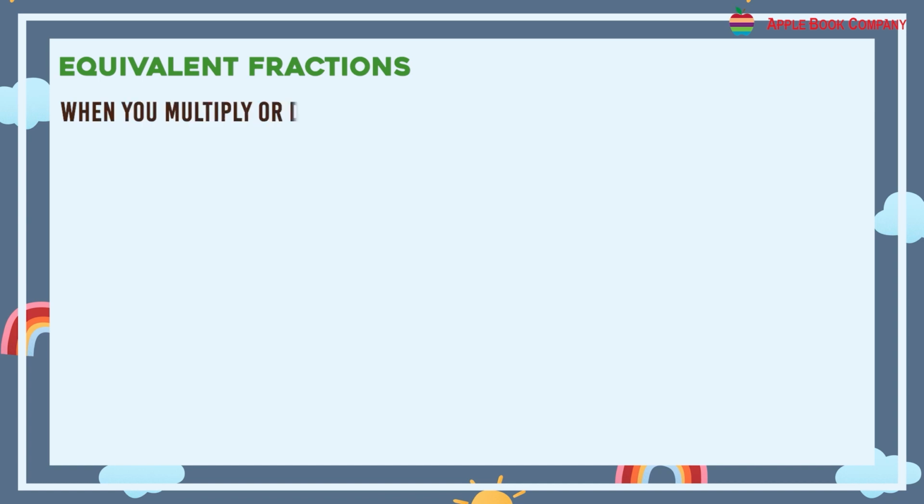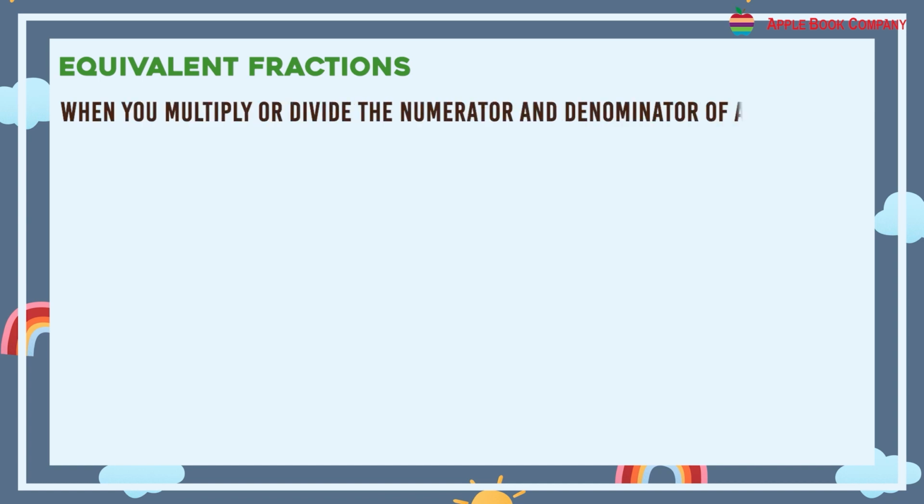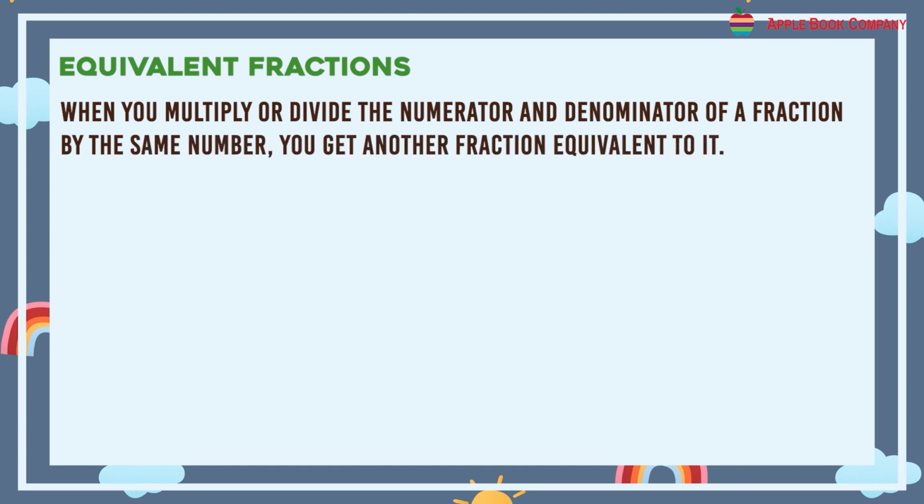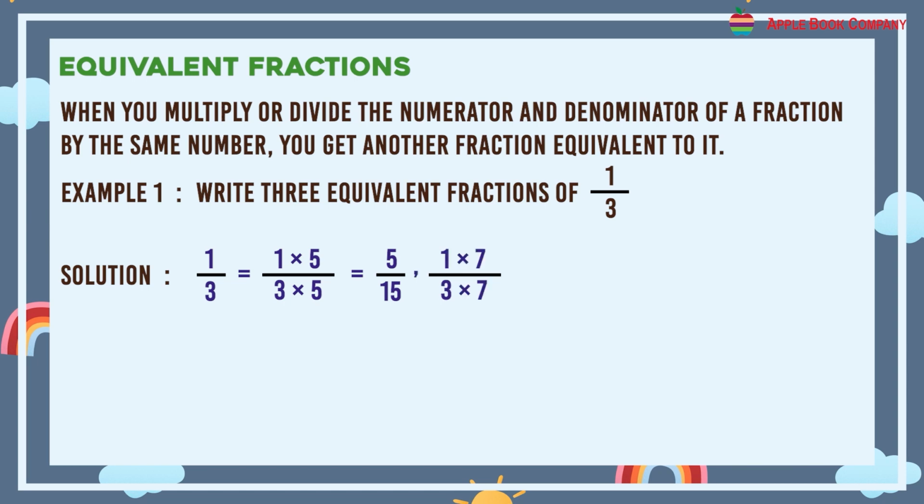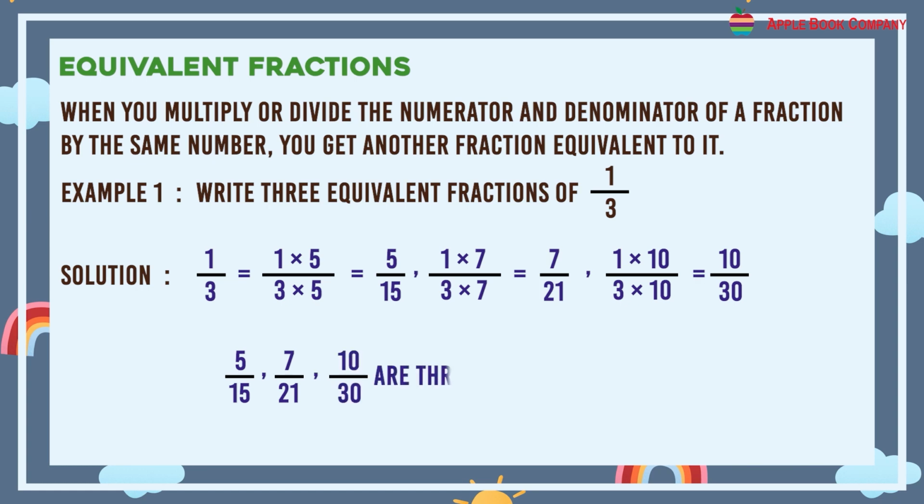When you multiply or divide the numerator and denominator of a fraction by the same number, you get another fraction equivalent to it. Example 1. Write 3 equivalent fractions of 1 by 3. Solution: 1 by 3 equals 1 into 5 by 3 into 5 equals 5 by 15. 1 into 7 by 3 into 7 equals 7 by 21. 1 into 10 by 3 into 10 equals 10 by 30. 5 by 15, 7 by 21, 10 by 30 are 3 equivalent fractions of 1 by 3.